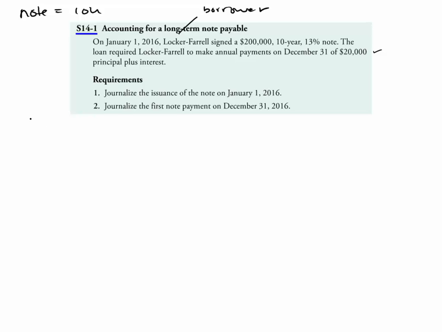So when we issue the note, Locker Farrell, the person who issued the note, gets cash because they're borrowing cash, and we credit the liability notes payable. So I'll debit cash for $200,000, and I'll credit notes payable for $200,000.